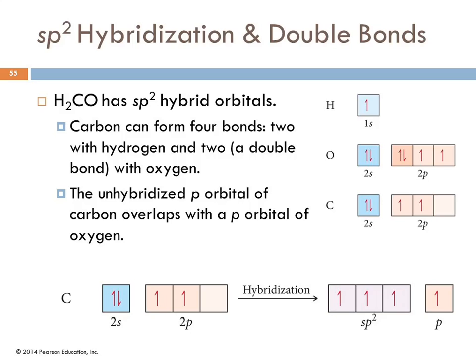So let's look at H2CO. This molecule has sp2 hybrid orbitals. So the carbon can form 4 bonds. It's going to form 2 with hydrogen and 2 with oxygen. And that unhybridized p orbital is going to overlap with a p orbital of the oxygen. So here are the original unhybridized orbitals, and here's carbon, and it's going to hybridize, and you're going to have 3 sp2 orbitals and 1 unhybridized p orbital. Each of these will have 1 electron in it, and then it can overlap with 4 different things.